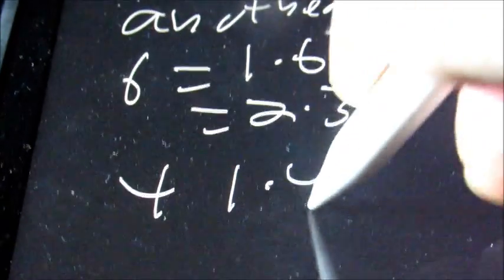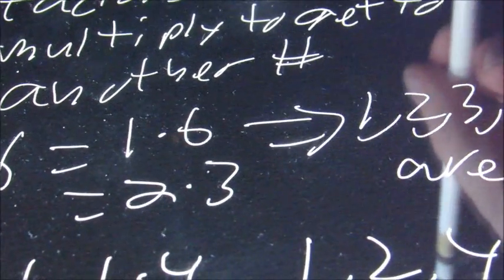If we had 4, we know that we could say 1 times 4 or 2 times 2. So we could just say 1, 2, and 4 because we don't need to use the 2 twice. Alright, so those are what factors are.